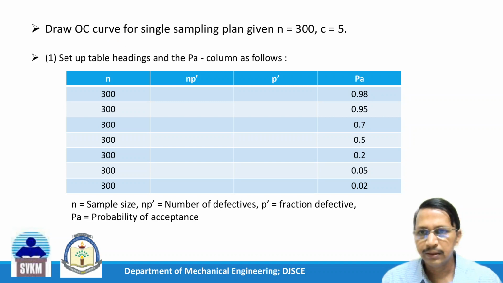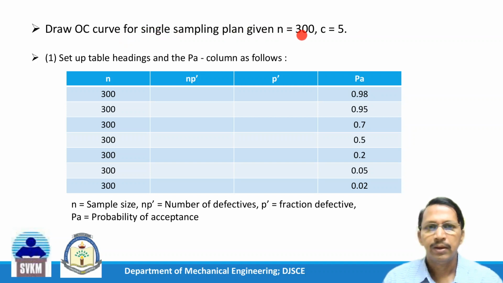So the example is, draw OC curve for single sampling plan given sample size as 300 and acceptance number as 5. So let us draw this OC curve for this sampling plan. Step 1, set up the table headings and the PA column as follows. So N, NP dash, P dash and PA.